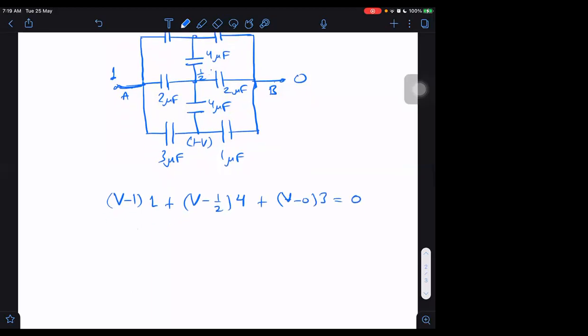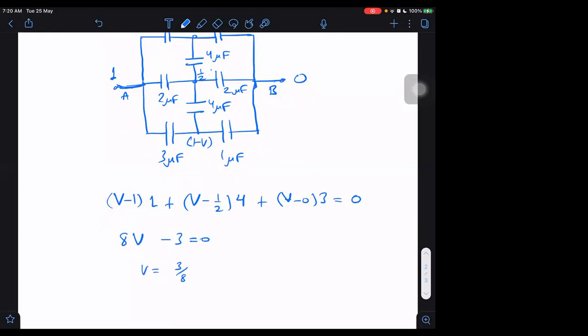So what is the value of V coming out to be? Let us check now. Add these 1 plus 4 plus 3, that is 8. 8V minus 3 is equal to 0. So V is coming out to be 3 by 8. We are getting the V value.